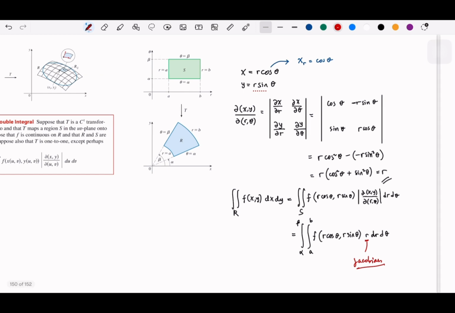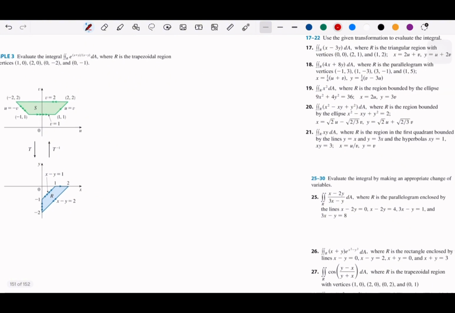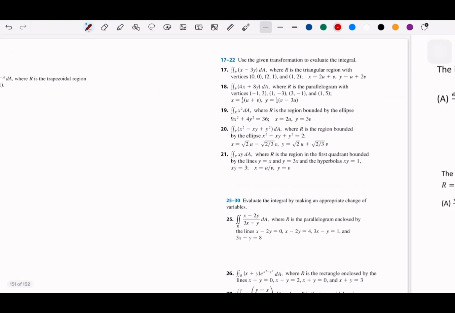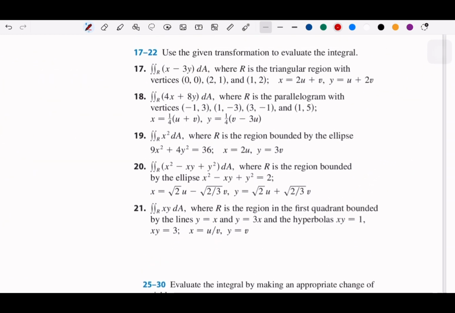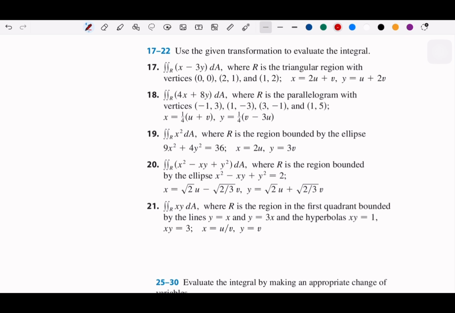Okay, maybe I have one example here and also some questions related to this. So this is a type of question in Jacobian. If you would like to see this one here.